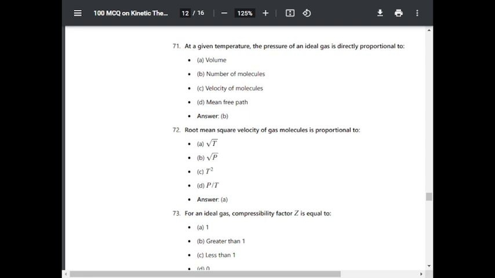Question number 72. The root mean square velocity of a gas molecule is proportional to option A, root T, option B, root P, option C, T square, option D, P upon T. The correct answer is A. The root mean square velocity of a gas molecule is proportional to the square root of temperature T. Hence option A is correct.